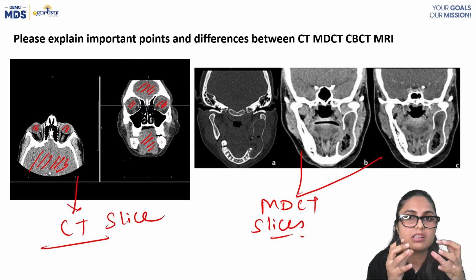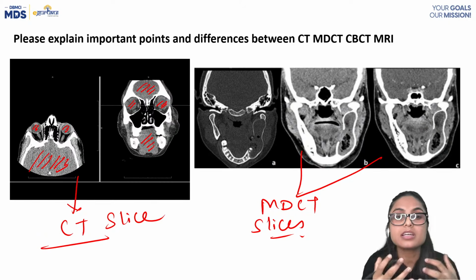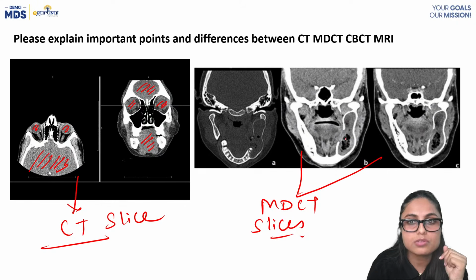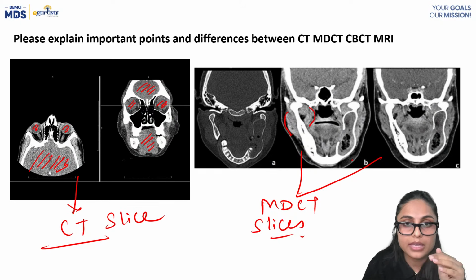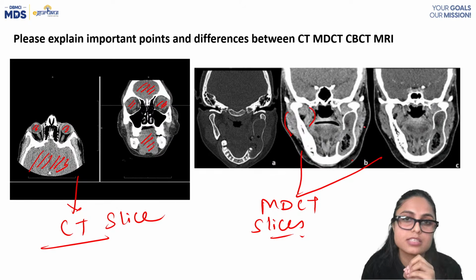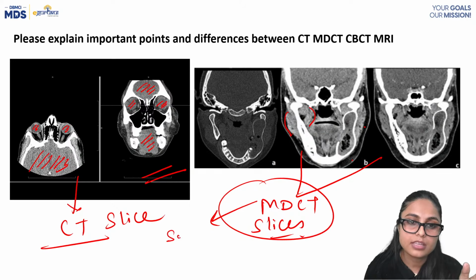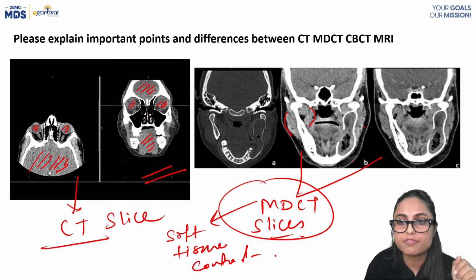You cannot clearly tell that it is soft tissue, or see the soft tissue in CT scan images. But in MDCT, you can see the soft tissue. The graininess, the noise that you get in MDCT is lesser as compared to CT scan. That is why MDCT gives us excellent soft tissue contrast.